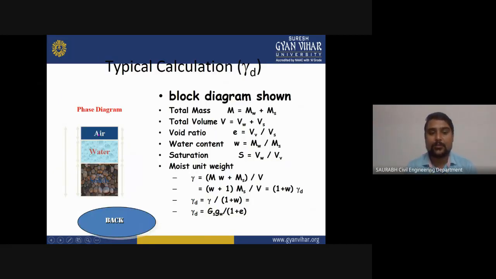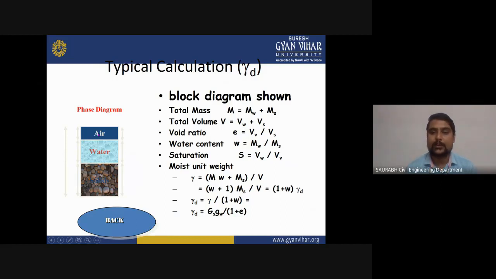Now we will see how we calculate the gamma D, which is equal to the bulk density of soil. The block diagram is showing the first diagram. As you can see, there is air, water, and solids, and total mass will be represented by M, and it will be MW plus MS, meaning mass of water plus mass of solid. We do not need to take the mass of air here because we assume it as zero.